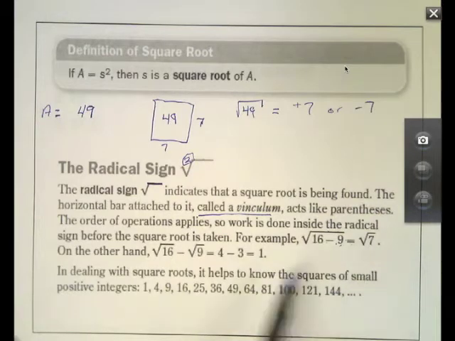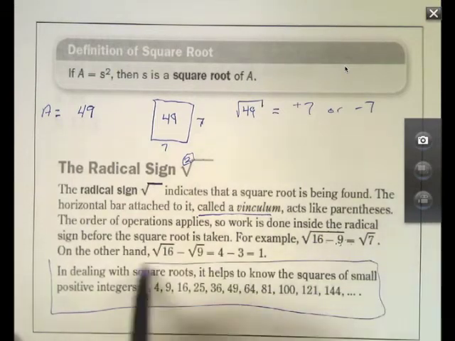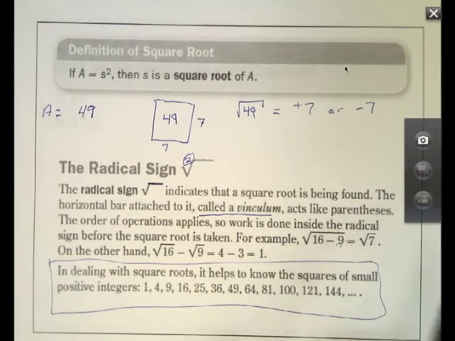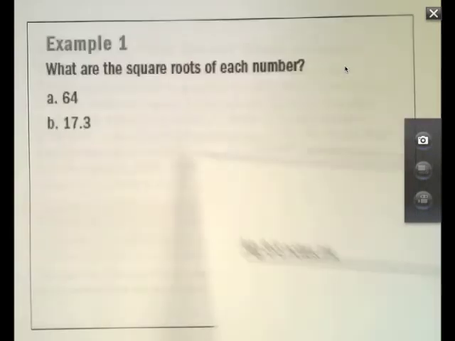In dealing with square roots, it helps to know the squares of small positive numbers. 1 squared is 1, 2 squared is 4, 3 squared is 9, 4 squared is 16, 5 squared, 6 squared, 7 squared, 8 squared, 9 squared, 10 squared, 11 squared, 12 squared. Very important to know those off the top of your heads. That way you don't always have to go to your calculator every single time.